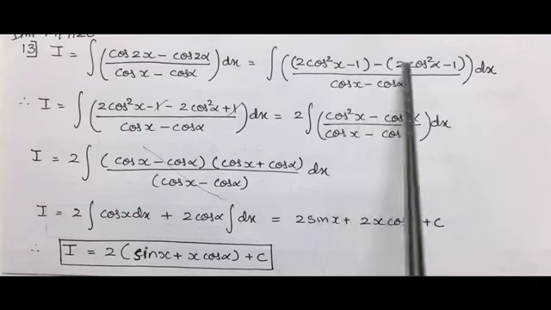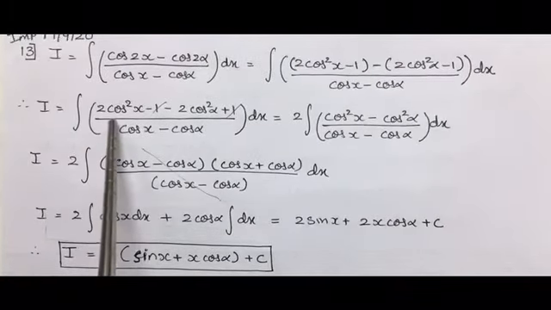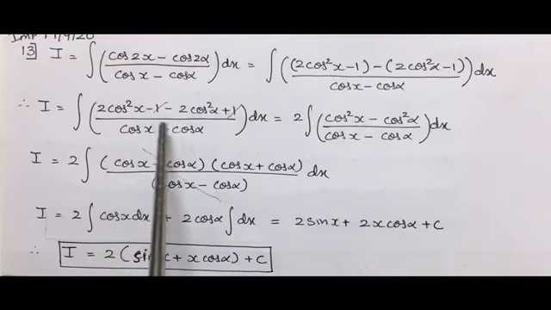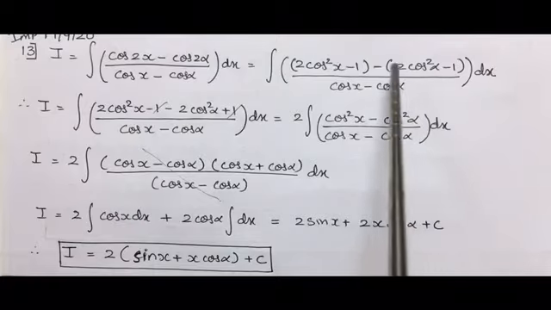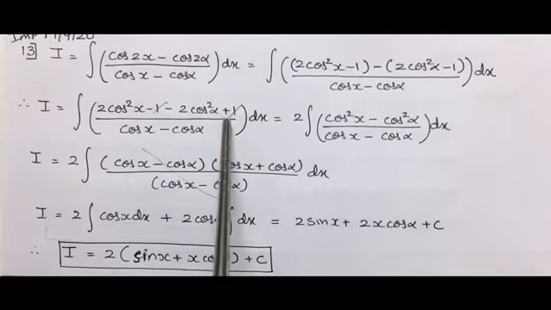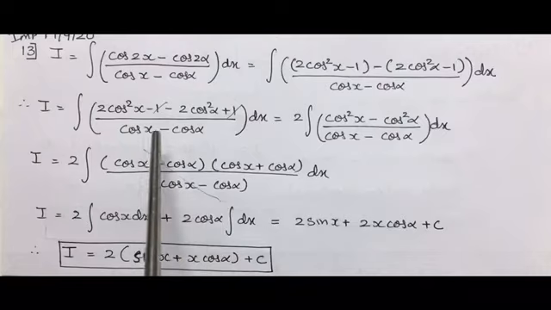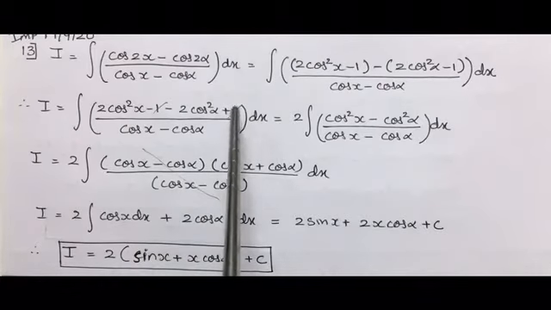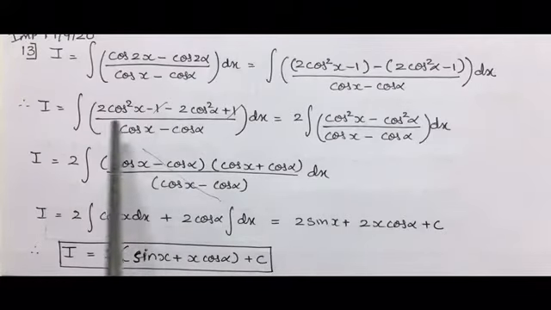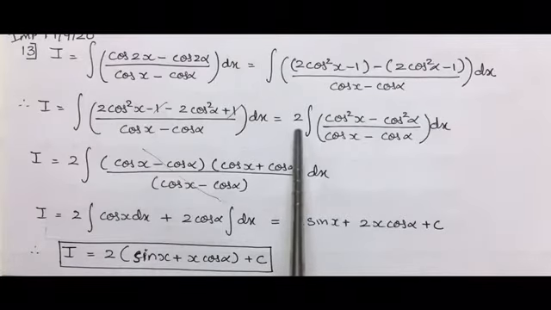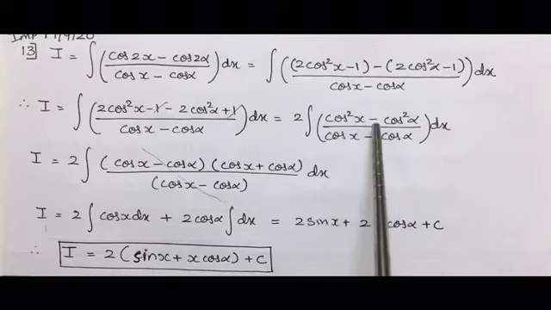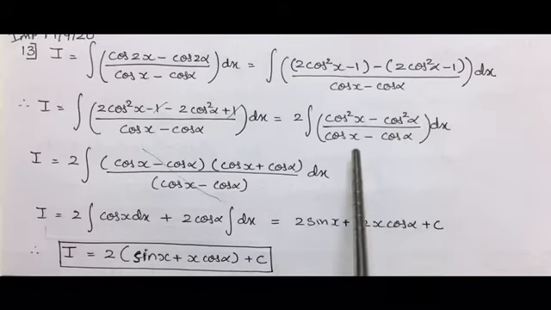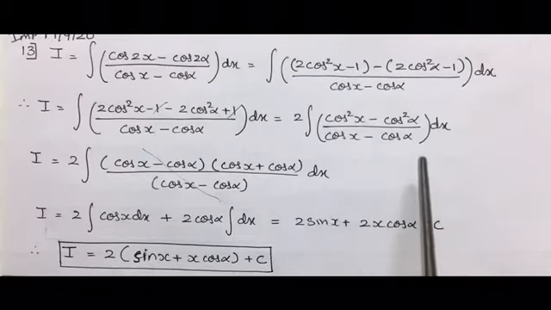Opening the brackets here, we get 2 cos square x minus 1 minus 2 cos square alpha, and minus makes it plus 1. Minus 1 and plus 1 get cancelled. Taking out 2 common outside, inside the bracket remains cos square x minus cos square alpha divided by cos x minus cos alpha dx.